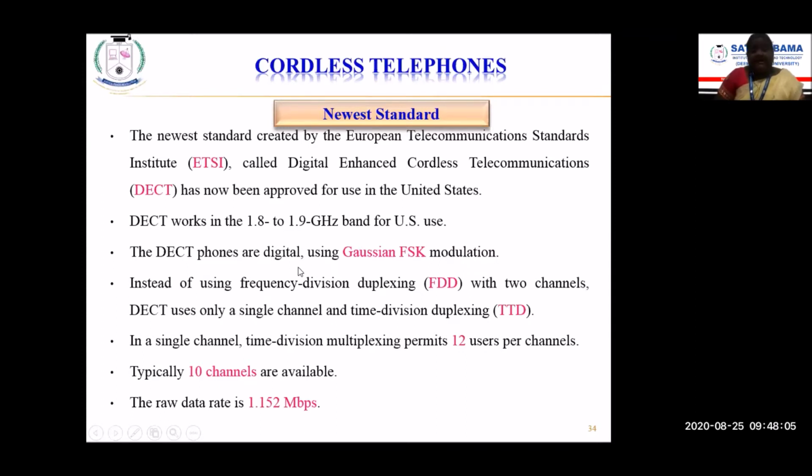And these DECT phones use digital technology with the Gaussian FSK modulation technique. Instead of using frequency division duplexing with two channels, DECT uses a single channel and time division duplexing. Well, you all know what duplexing or multiplexing techniques mean. If you want to transmit many frequency signals using a single channel, we need to perform multiplexing. Is it not? You are all aware of what mux and demux mean.